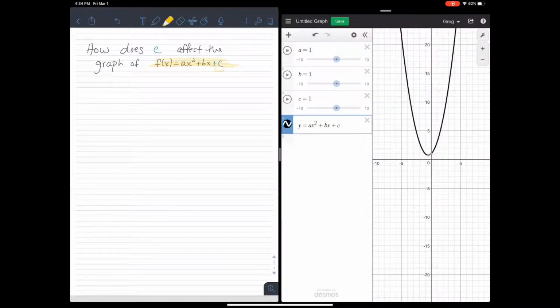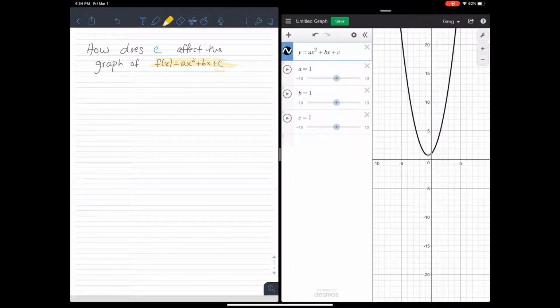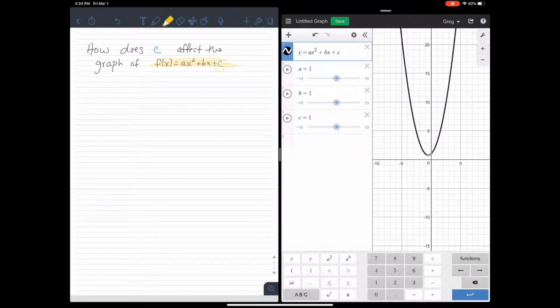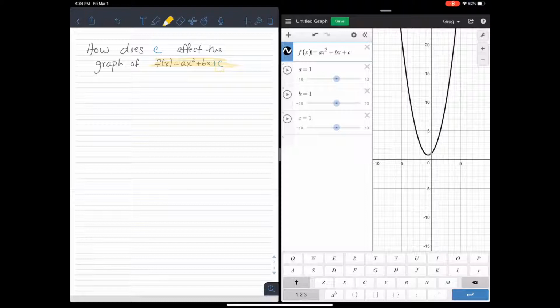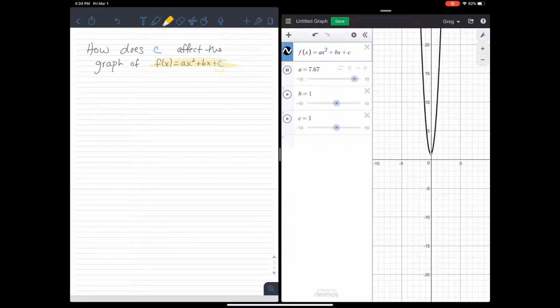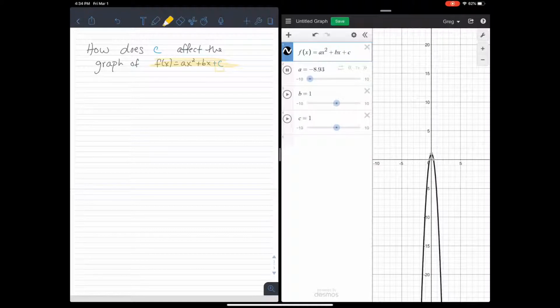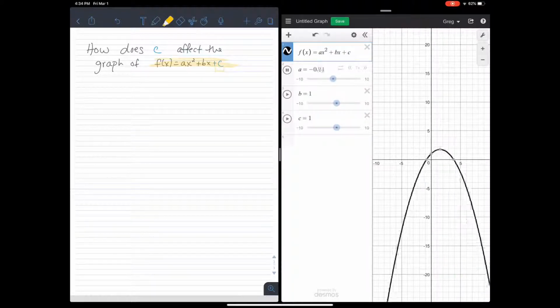So over here on the other side, I have Desmos prepared, and I've just typed in a basic parabola, y equals ax squared. I can do that actually as f of x. So I have just the parabola all set up. What we get to do now is change the values of a, b, and c. The video before this, if you haven't watched that, tells us what a does. We know that a makes it skinnier, makes it wider, or flips it over. So what we want to do is see what c does to our graph.